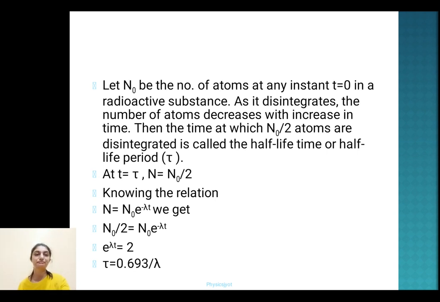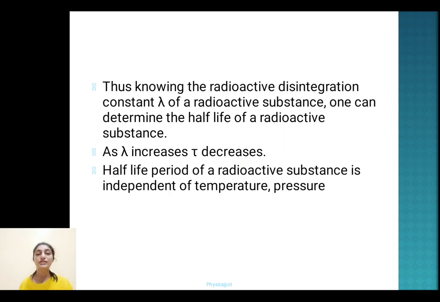You can simply remember the half-life period as log 2 upon lambda, or 0.693 upon lambda, whatever suits you. Thus, knowing the radioactive disintegration constant lambda of a radioactive substance, one can determine its half-life. So lambda equals 0.693 upon t half, or t half equals 0.693 upon lambda. If you know one parameter, you can find the other. They are inversely proportional to each other, so as lambda increases, the half-life period decreases. The half-life period of a radioactive substance is independent of temperature and pressure.